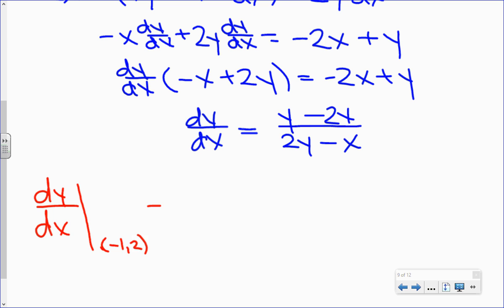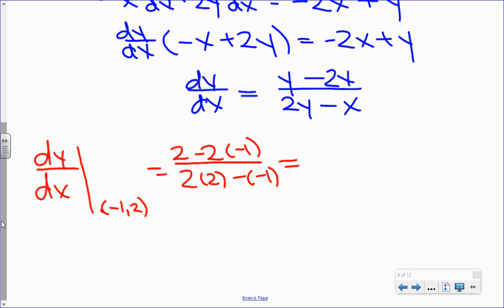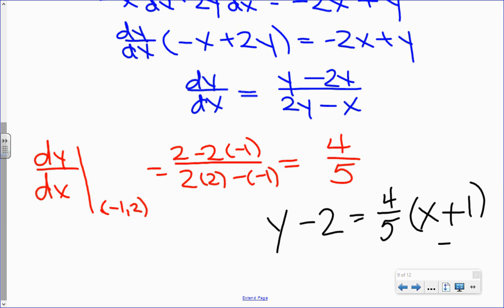So dy dx evaluated at negative 1, 2. We have 2 minus 2 times 2 minus negative 1. What is our slope? I think I heard 2 people say 4/5. Nobody disagrees. We'll move forward with that. So our tangent line equation would be y minus 2 equals 4/5 times x minus negative 1.